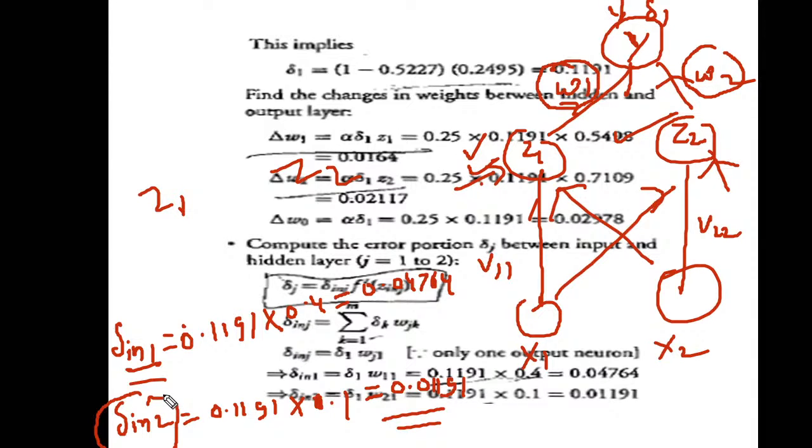After this we will have to calculate the output of this one. Because we have to update v11 and v22 and all the weights, we will have to calculate the output of z1 and z2 from the backward direction. So let's calculate that one.